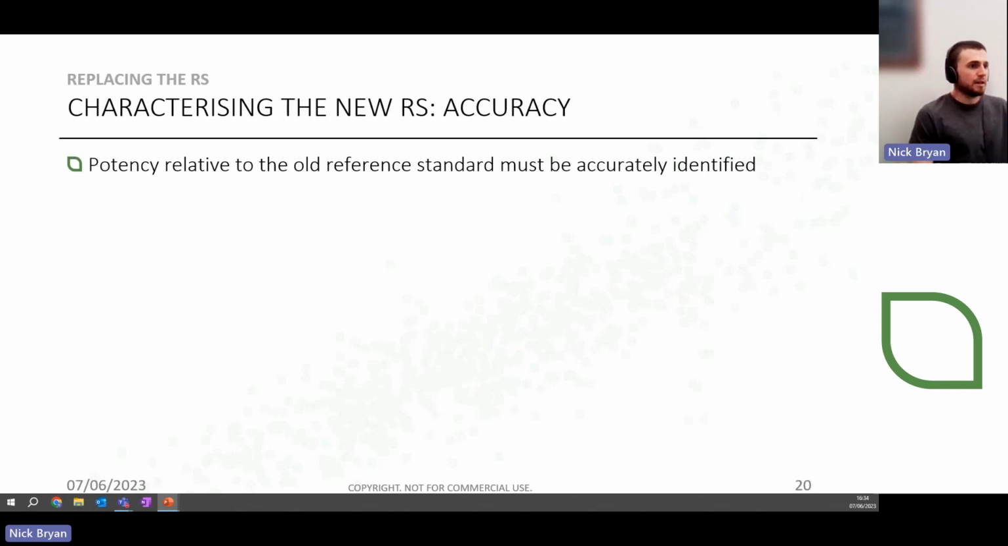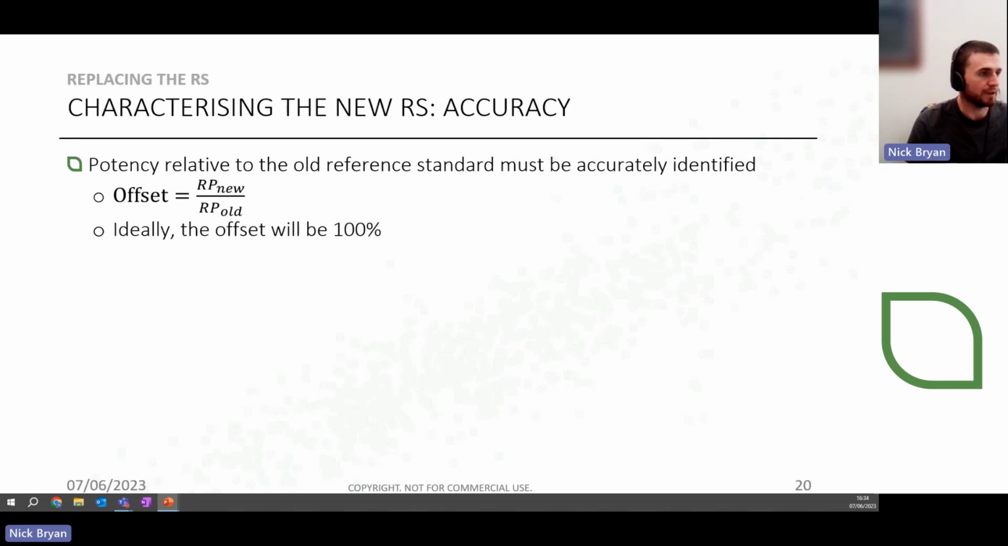So now what we're going to do is have a look at the potency of the new reference standard relative to the old reference standard. So what we can calculate is something called the offset, which is almost like a percent recovery. And ideally, that percent recovery would be 100%. The offset will be 100%, which would indicate a one-to-one relationship between the old and new reference standards.